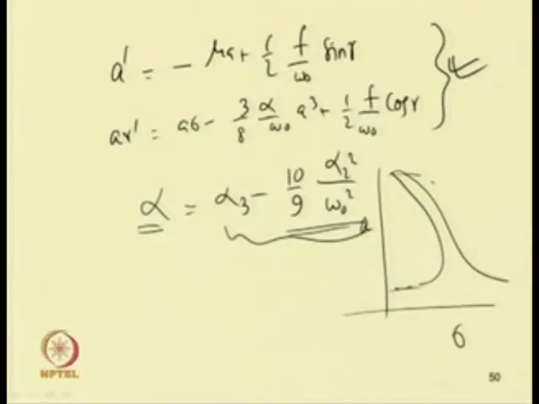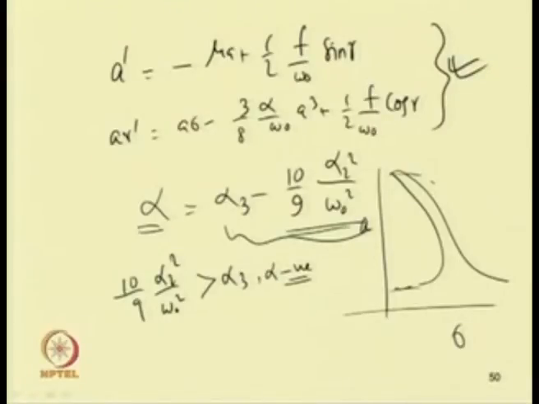So, in this case we have a softening type, that means it tends towards or tilts towards the lower frequency range, and in case of a hardening type of response, the tilting will be towards the higher frequency range. So, in this case, if 10 by 9 alpha 2 square by omega 0 square is greater than alpha 3, that means this part becomes negative, alpha becomes negative. So, we have a softening type of response.